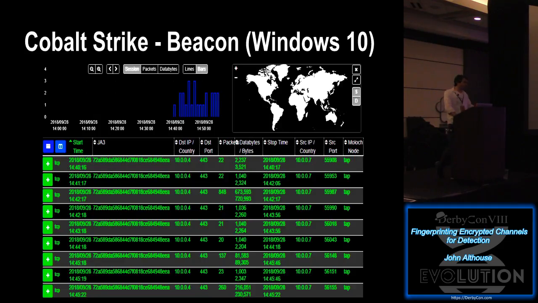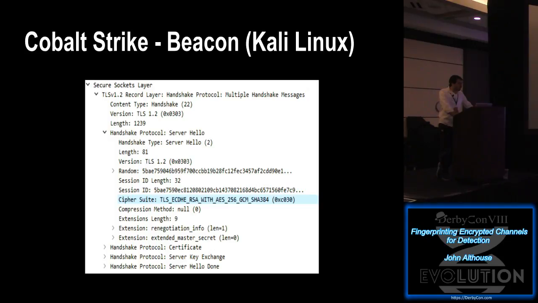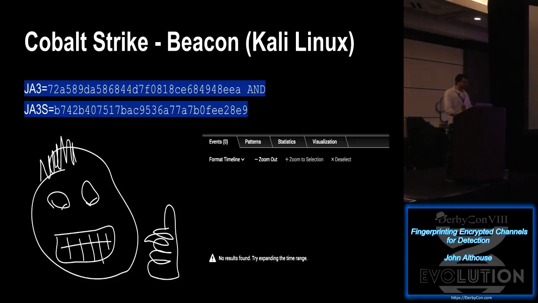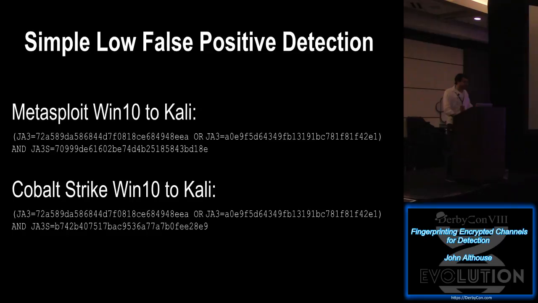Another example, Cobalt Strike's Beacon. It tends to use the same API that Metasploit's using, but the server responds slightly differently. And this is interesting, the way that it responds, it uses renegotiation info and extended master secret as extensions, but they're both basically empty. So I don't know why the extensions are there, however, they are, and it's anomalous, so detection is also super easy. And then that's it. Yeah, it's just simple low false positive detection.